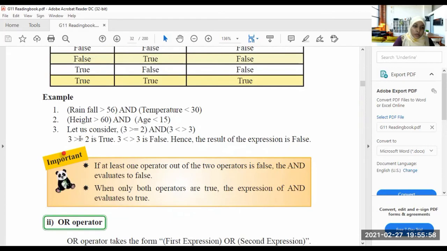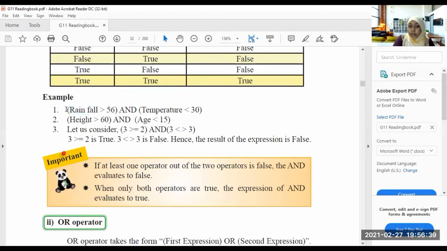For example, we'll say the rainfall should be greater than 56, right? So we consider the rainfall. If it is greater than 56, and if the temperature is less than 30, then the output would be true. If the rainfall is greater than 56 and the temperature is not less than 30, then the output would be false. Got what I said?